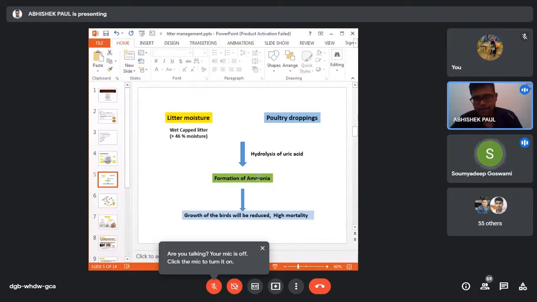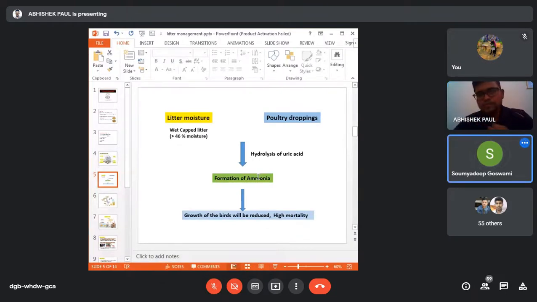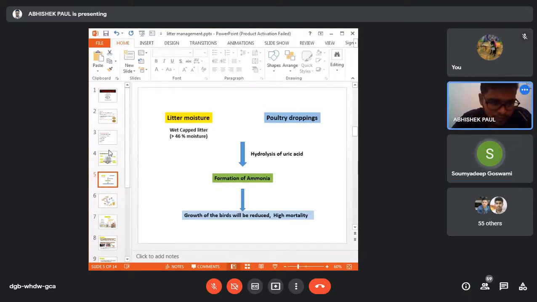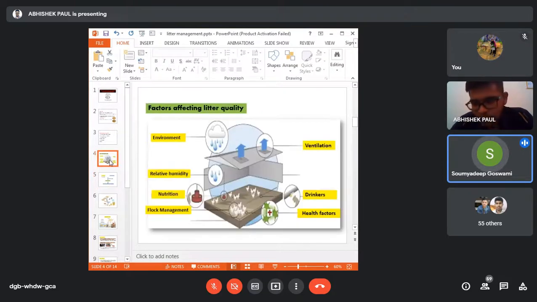Somebody, can you explain? Sir, I will manage the litter by keeping all the manure away, by cleaning the manure and the wet conditions in the litter. Okay, so these are the factors one should consider while managing the poultry litter.